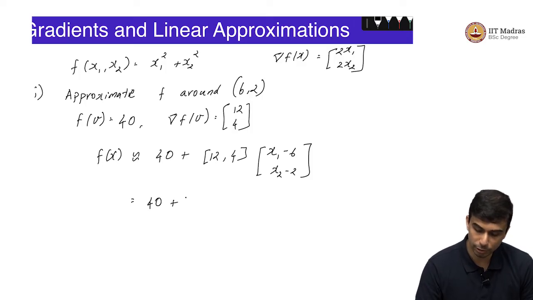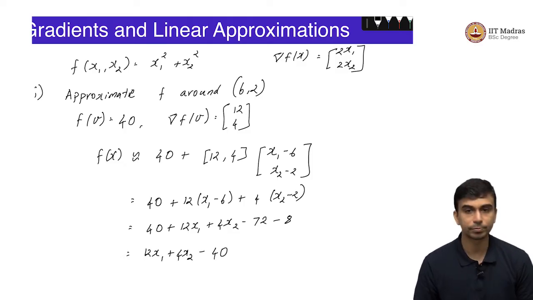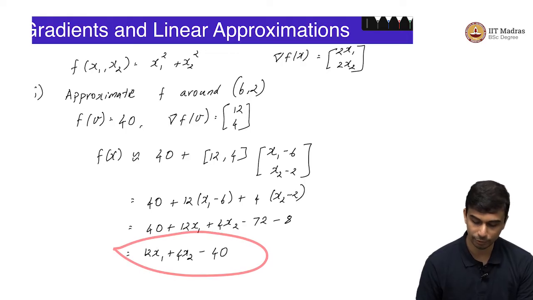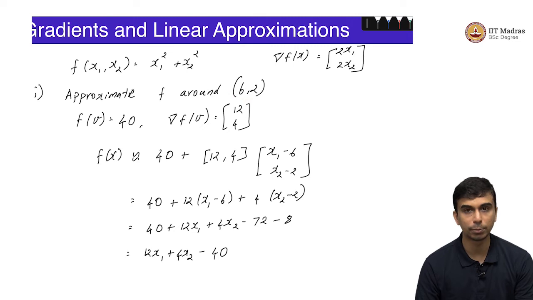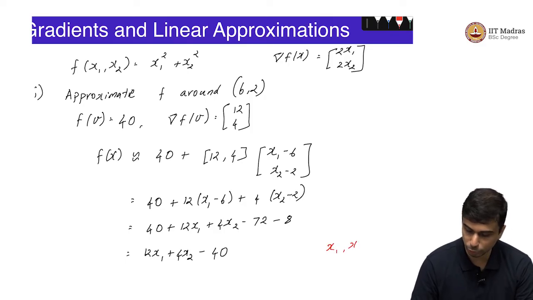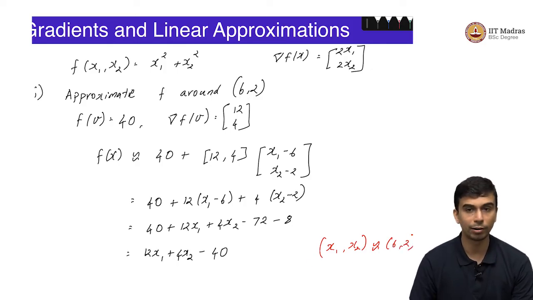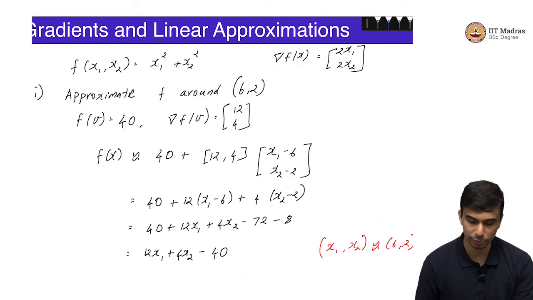We can simplify this further and say 40 plus 12 into x1 minus 6 plus 4 into x2 minus 2, which would be 40 plus 12x1 plus 4x2 minus 72 minus 8, which would be 12x1 plus 4x2 minus 40. This is the linear approximation of f, which is x1 squared plus x2 squared around the point 6 comma 2. So, this is particularly valid around what point? Well, x1 comma x2 is approximately 6 comma 2. When your vector x is in the neighborhood of 6 comma 2, this is a valid approximation.